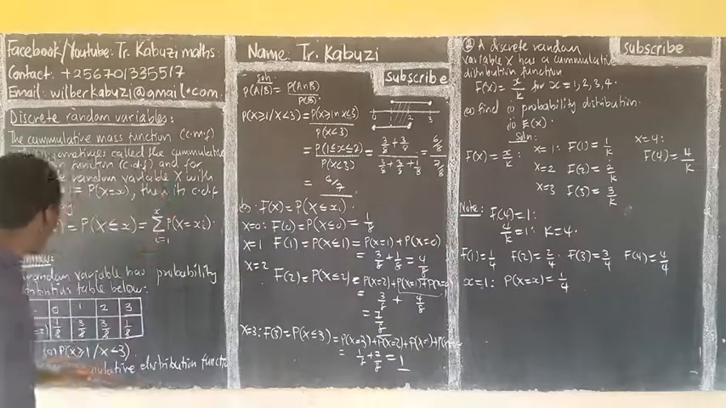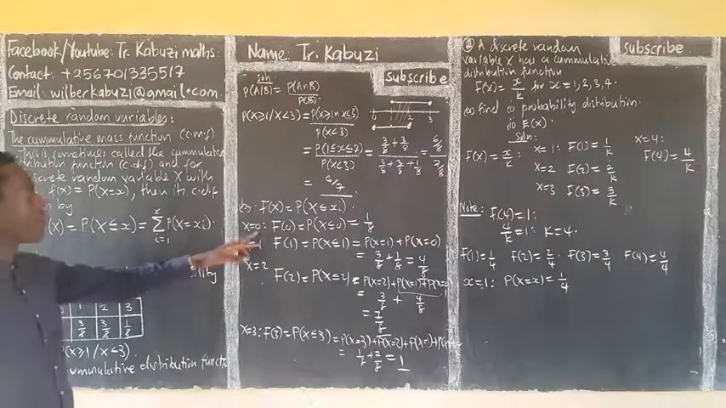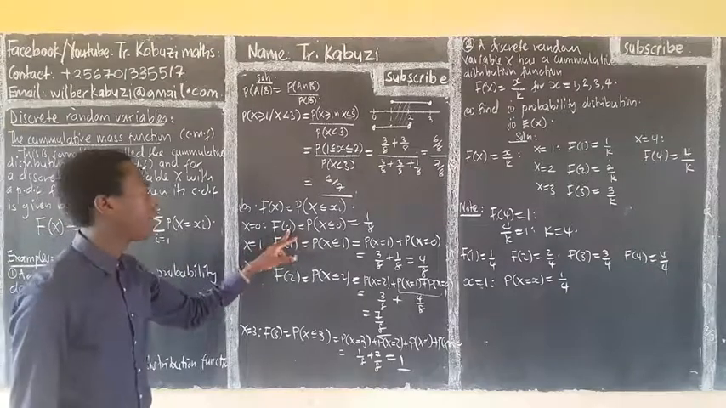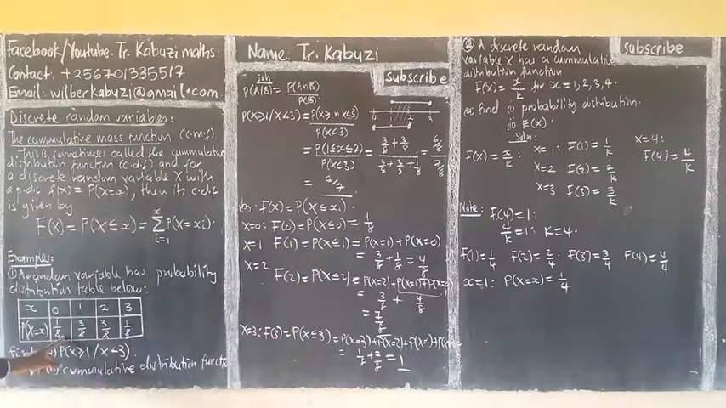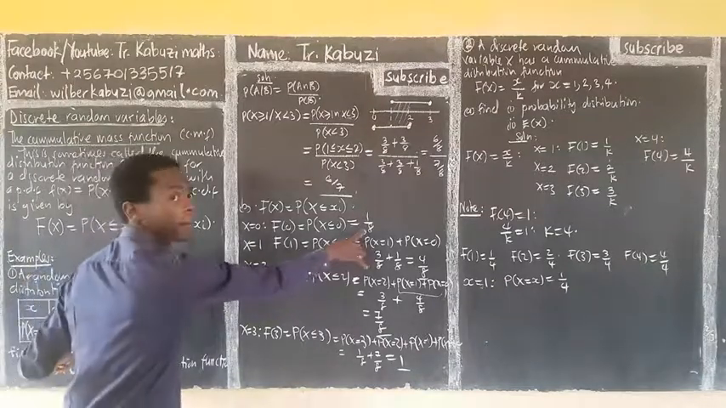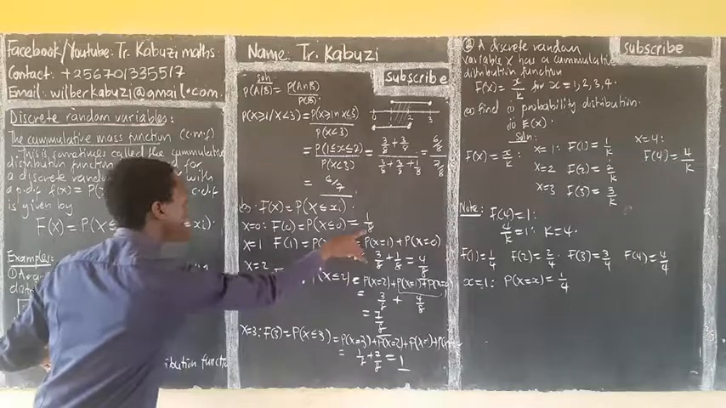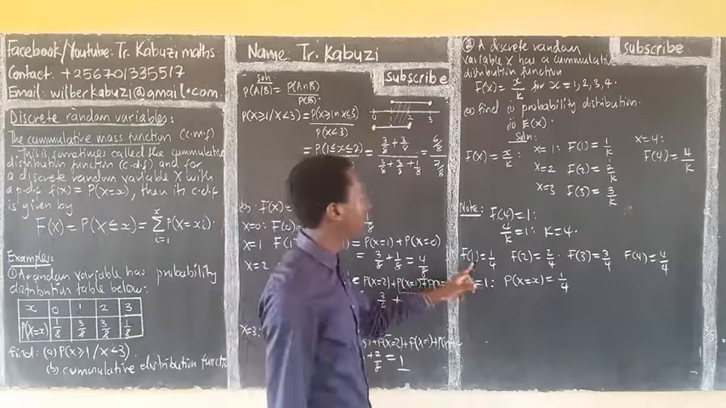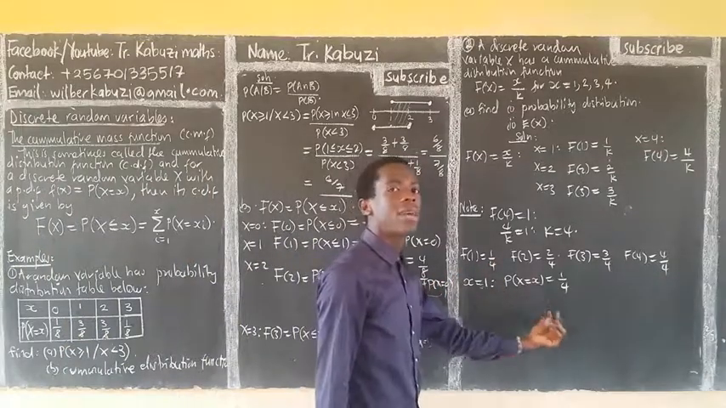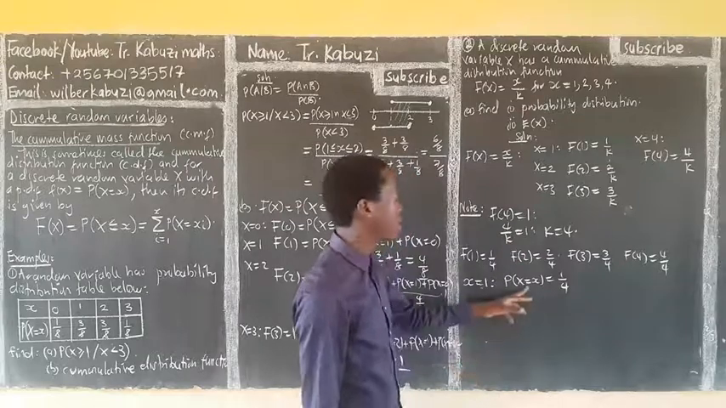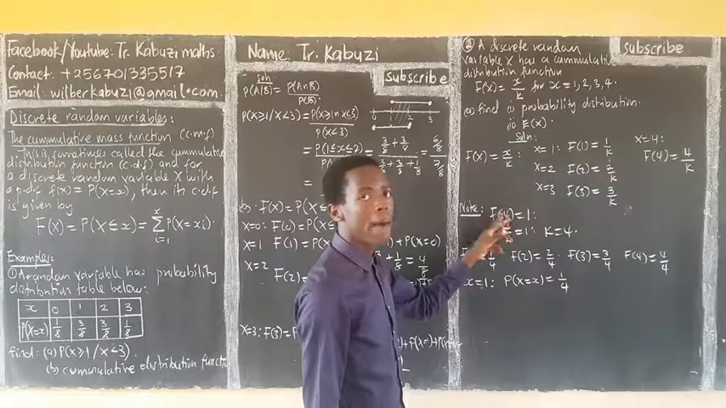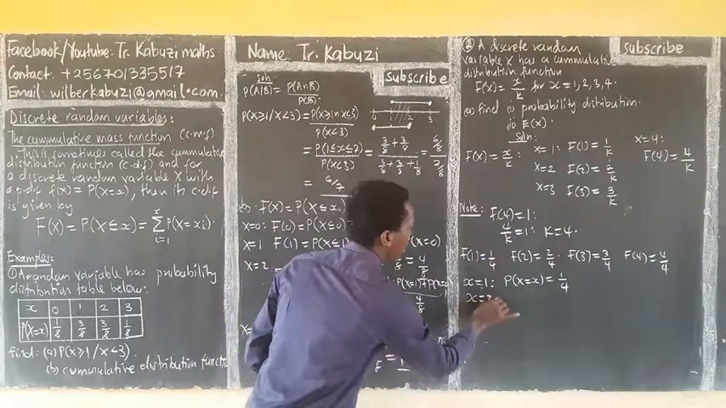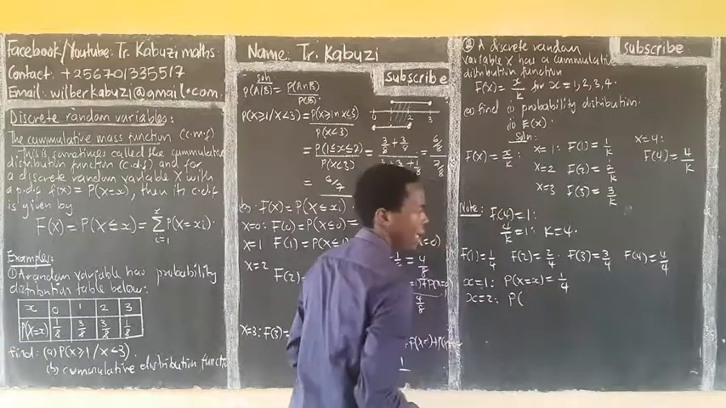I'm repeating this. When we wanted to get the first cumulative mass distribution, our F of the first value gives us the exact probability of that. So the first cumulative mass function is always the same as the probability of the first value of x. This is the probability mass function, and this is the cumulative mass function. That's the difference.